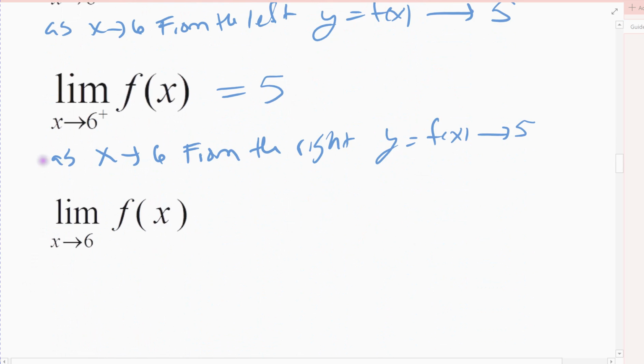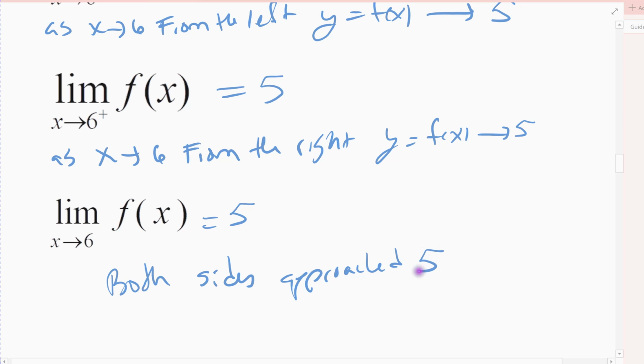And so that general limit does exist and is equal to 5 because both sides approached 5. All right, they're equal. Left approached 5, right approached 5. And so both are equal.